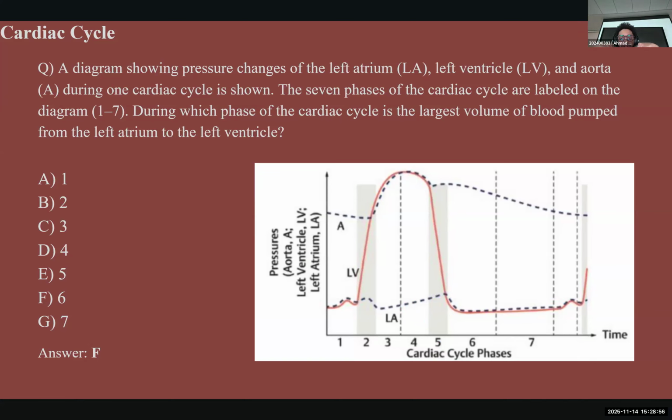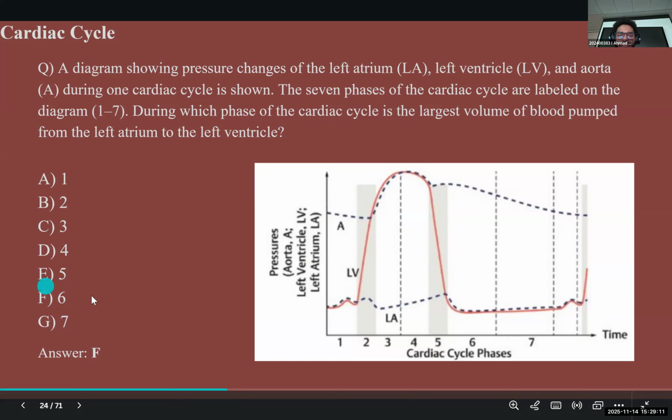As soon as it opens, due to the increase in pressure that resulted in the left atrial pressure being higher than the left ventricle, the blood is going to start rushing rapidly inside. And that's when most of the blood is going to move into the left ventricle. That's why the answer is F.